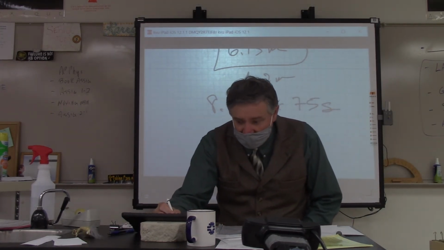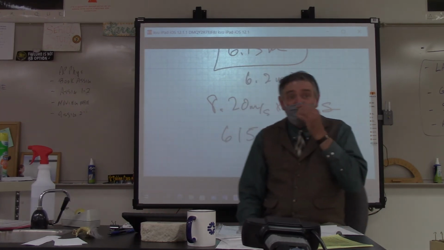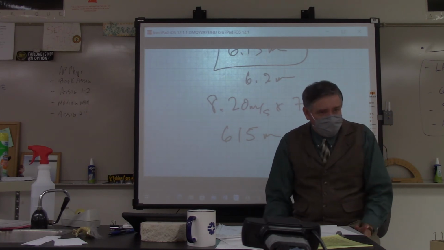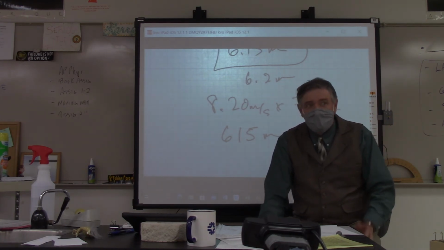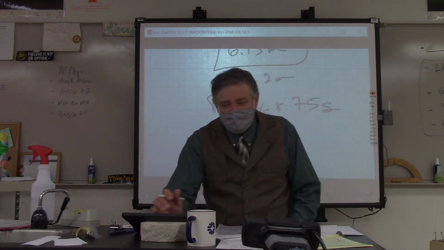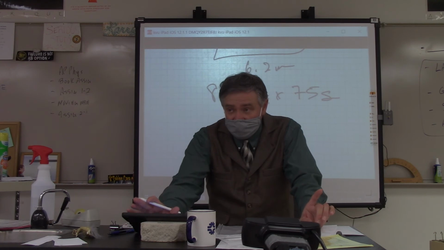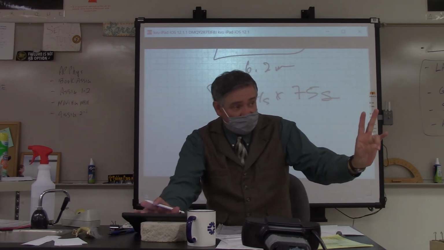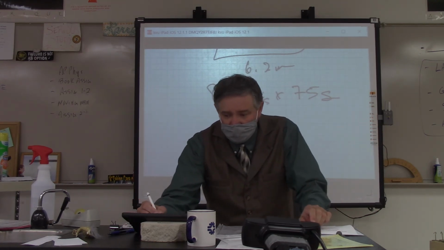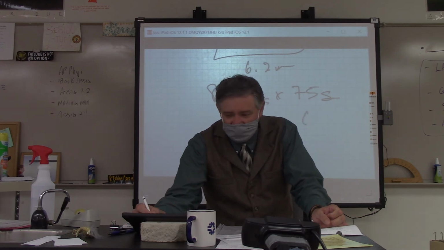615. What'd you get? 615 meters. Now, if I write 615, how many significant digits is that? 3. So how can I write this answer? Scientific notation. If I were to put it in scientific notation, how would I write it with 2 significant digits? 6.2 times 10 to the second. 10 to the second meters.